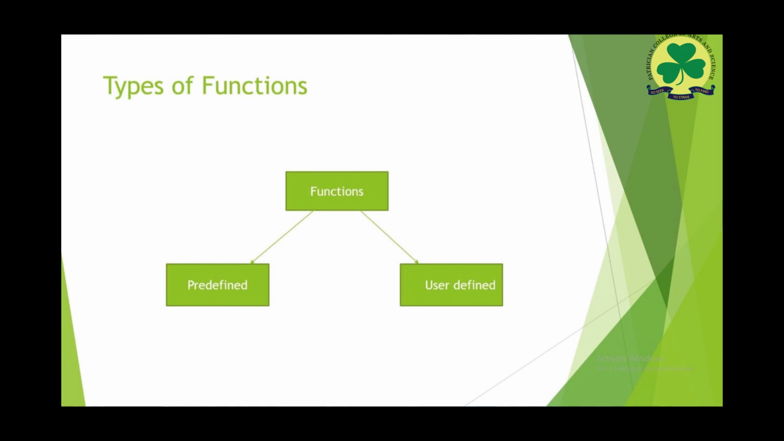Functions in C programming. A function is a group of code which is going to perform a particular task. When we define a function, we can reuse it again and again whenever we want, we can call it. Functions can be classified into two different types. One is predefined functions and the other is user-defined functions.